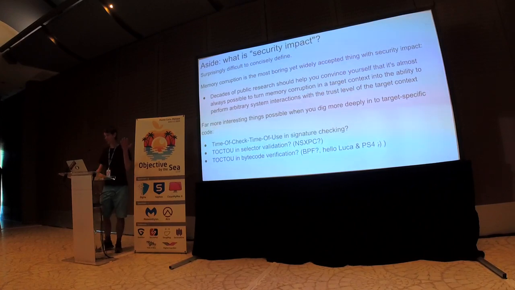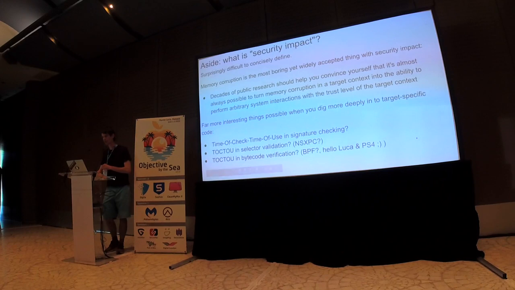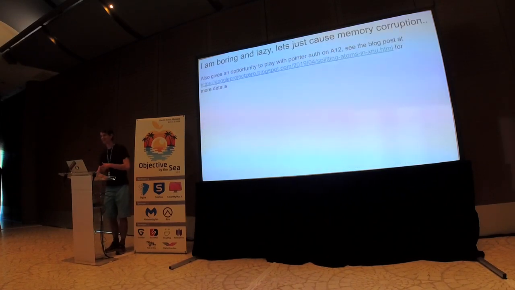But time of check, time of use and bytecode verification. Luca Todesco is not here, he's on a plane, but anyway, that was for him. Because there have been cases of, for example, his PlayStation 4 exploit was a time of check, time of use in the BPF bytecode on the PlayStation 4's BSD derived kernel. macOS BPF is far simpler than the other BPF implementations. But you know, there could be a weird allocator that reuses the pages, or the list goes on. But yes, I am boring and lazy, we'll just cause memory corruption.